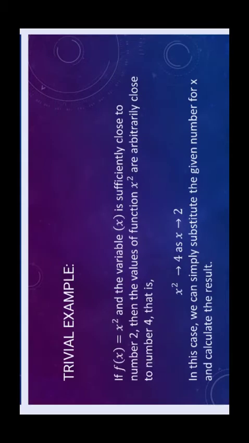in calculus. Now let us have a trivial example first. If we have a function f of x equal to x squared, and the variable x is sufficiently close to the number 2, then the values of the function x squared are arbitrarily close to the number 4. So x squared approaches 4 as the value of x approaches 2.